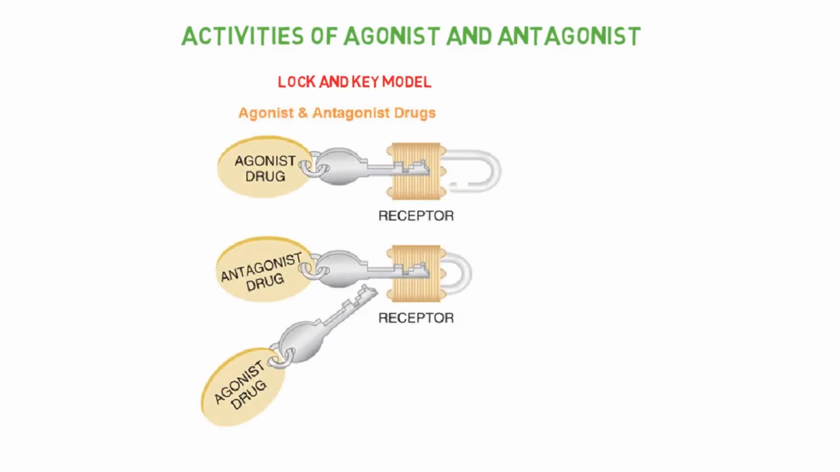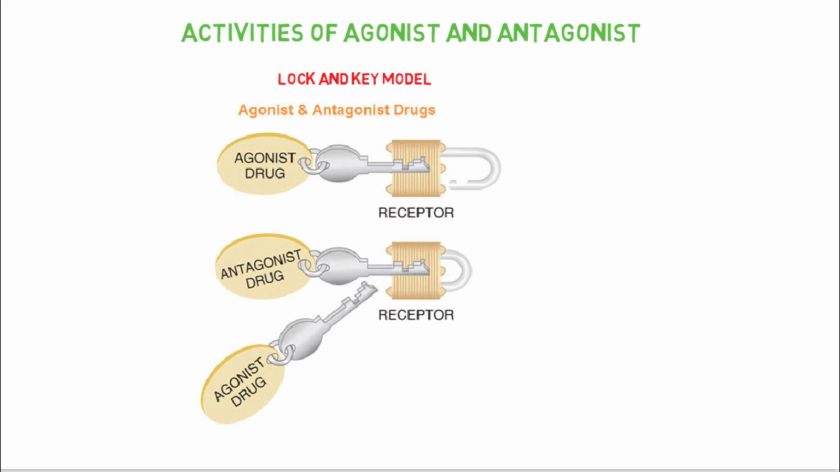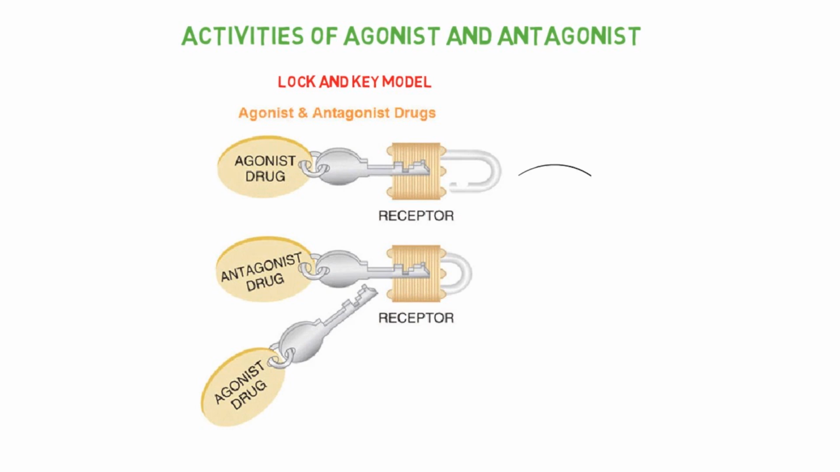Okay, I'll be using a lock and key model to describe the activity of the agonist and antagonist. So we have this lock and two different keys. One of the keys is the agonist, while the other one is the antagonist. So we say that the agonist binds to receptors and they provoke a response. So this agonist key goes into the keyhole of the lock and it provokes a response. It causes the lock to open.